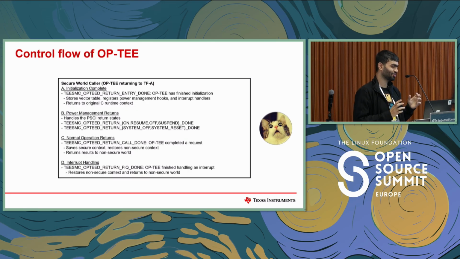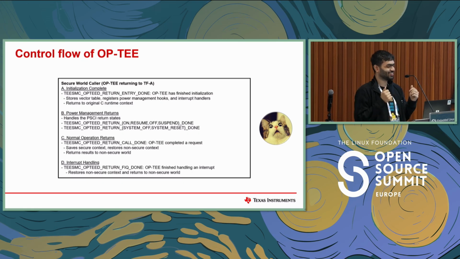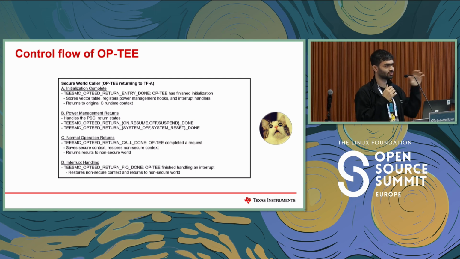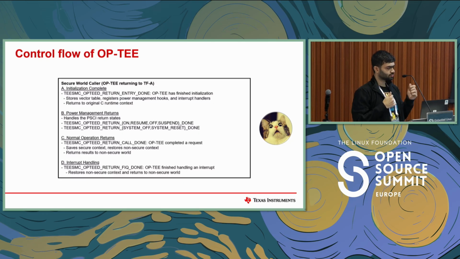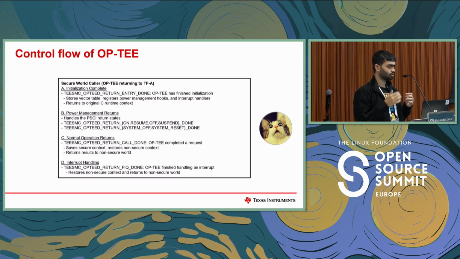So now, this is the other side of it that I'm covering here itself. We just covered the aspect when, from the non-secure side, Linux was reaching EL3, but I'll cover what happens when the secure caller also reaches the EL3. That's the same function, OPTEE SMC handler, that handles this. So when the secure world caller, OPTEE, returns to TFA, it can do different things.